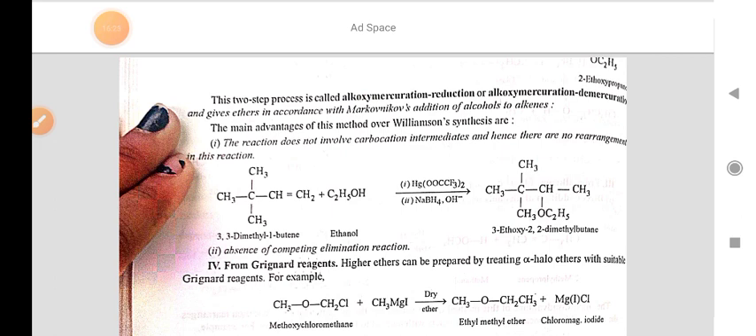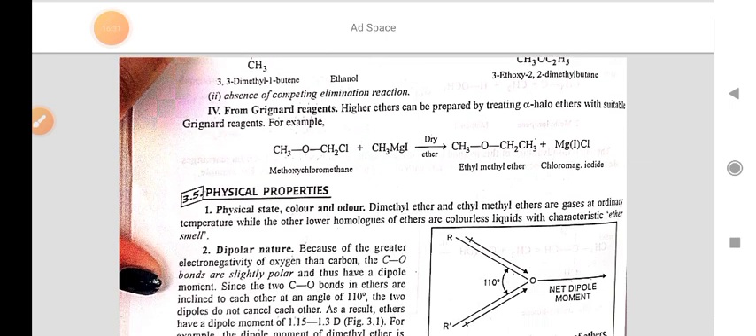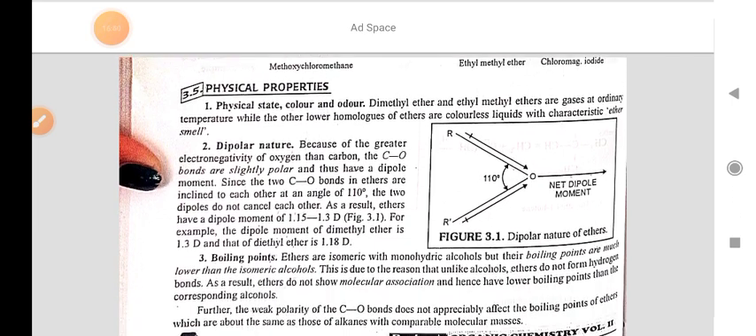From Grignard reagents. Higher ethers can be prepared by treating alpha halo ethers with suitable Grignard reagents. For example, methoxychloromethane gives ethyl methyl ether plus chloromagnesium iodide on reaction with the dry ether.